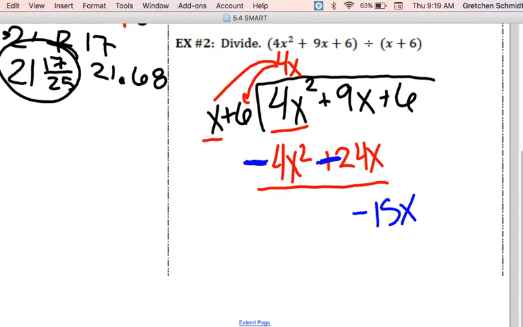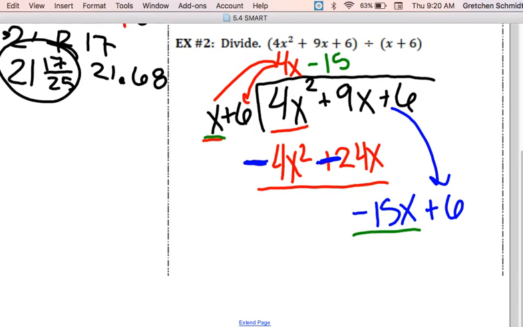And then you know the next part. What always happens at the end? Bring down the 6. Since it's an expression though, the sign also comes with it. So you bring down just like you did before, but you're bringing down the plus 6. The process repeats. Now we want to check how does x change into a negative 15x? Negative 15.